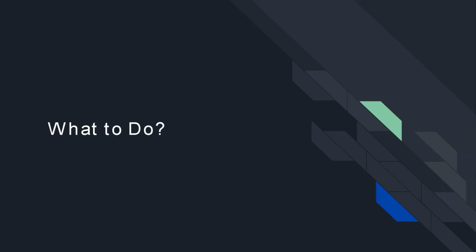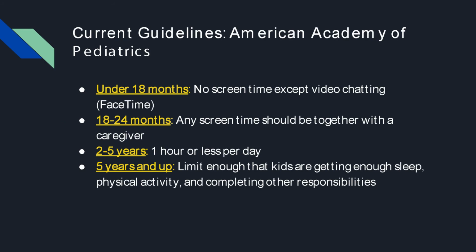Okay, so now what do we do about all of this? First, I'm going to give you what the current American Academy of Pediatrics guidelines are about screen time, and then I'm going to elaborate on that a little bit more. They revised their guidelines, I think, a year or two ago. And right now, the guidelines are for children under 18 months, no screen time except video chatting. FaceTime is okay. It could be a really nice way to talk to grandparents and other relatives.